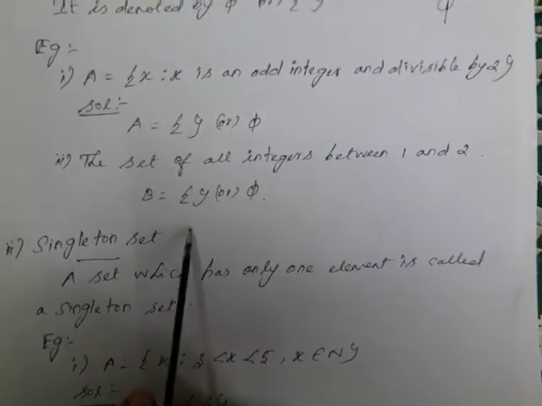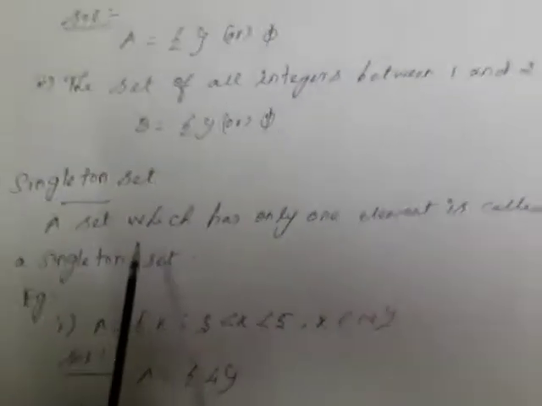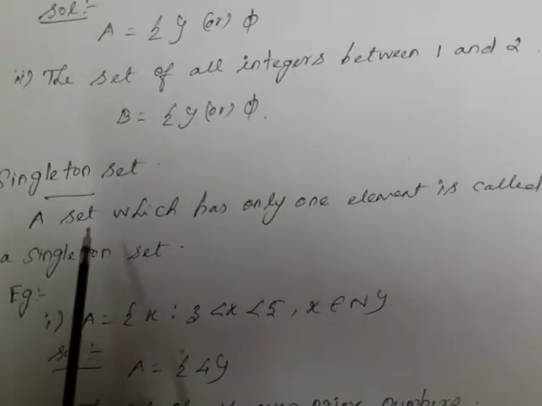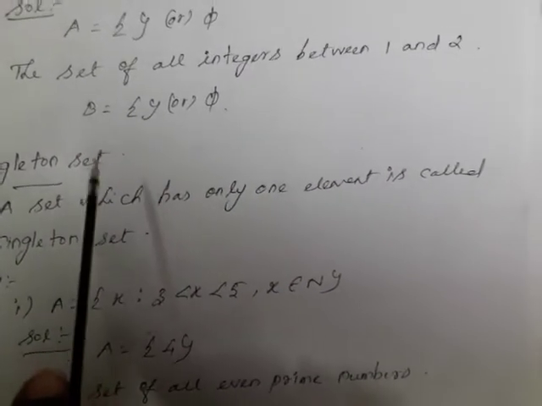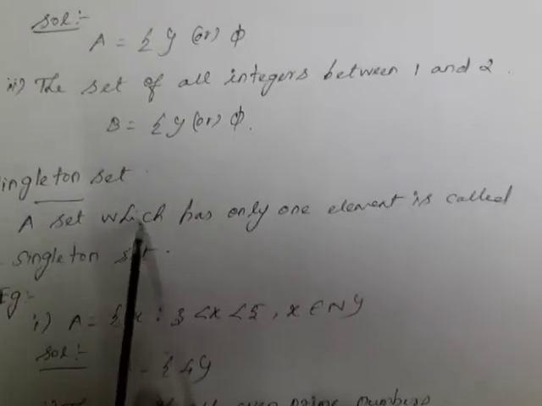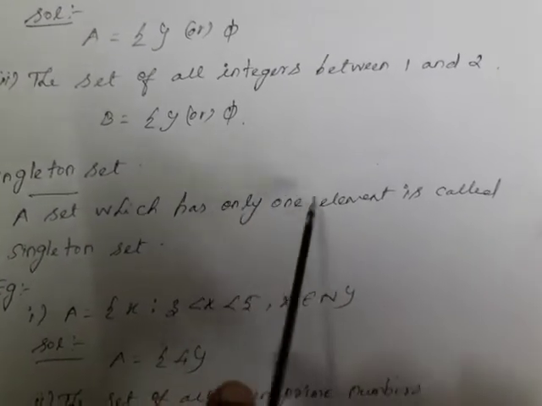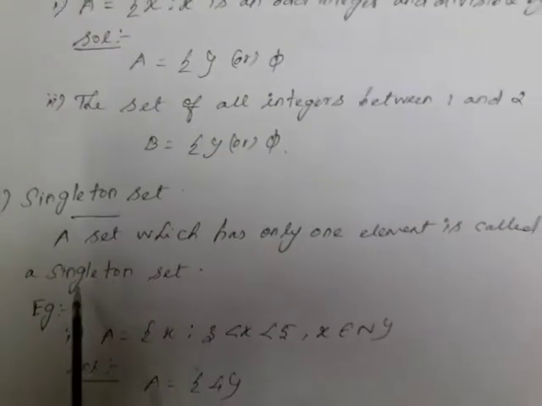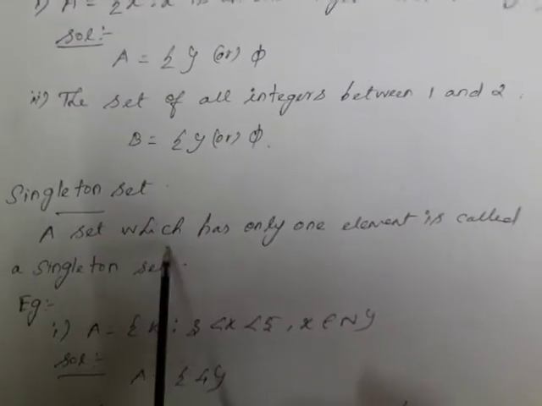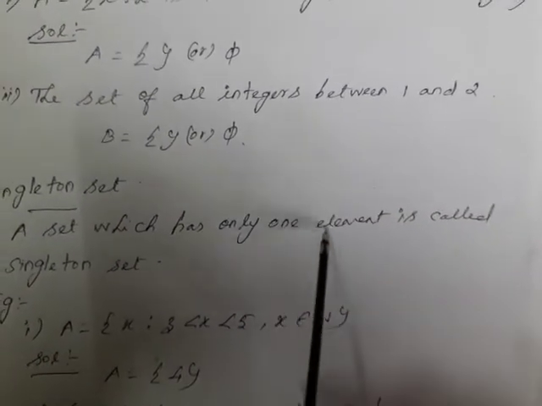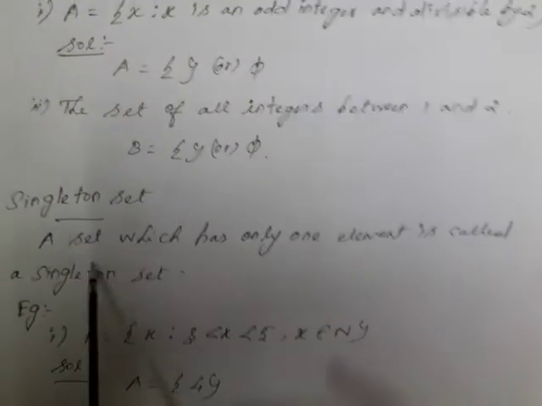The next set is the singleton set. Single means one, only one element. A set which has only one element is called a singleton set.